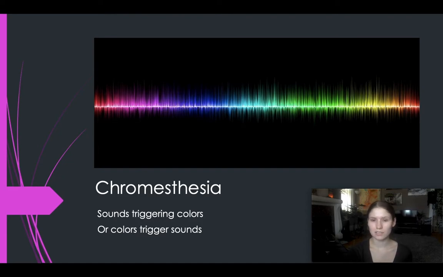Chromesthesia. Chromesthesia is basically sounds and colors. So like we've been saying before, you hear a certain tone, and that is associated with a very specific color. Now, the trigger experience can also be colors as well. So you can see a color, and then that color can trigger a certain tone.